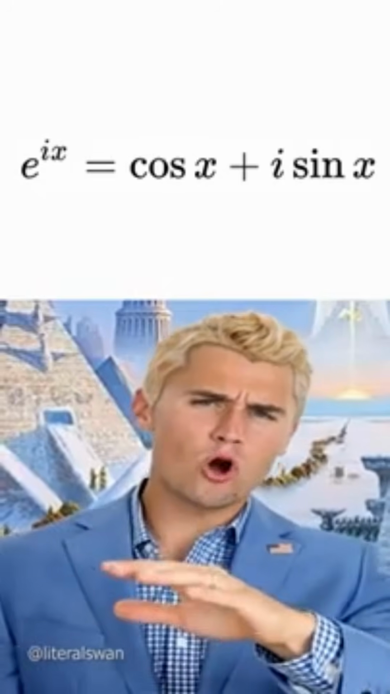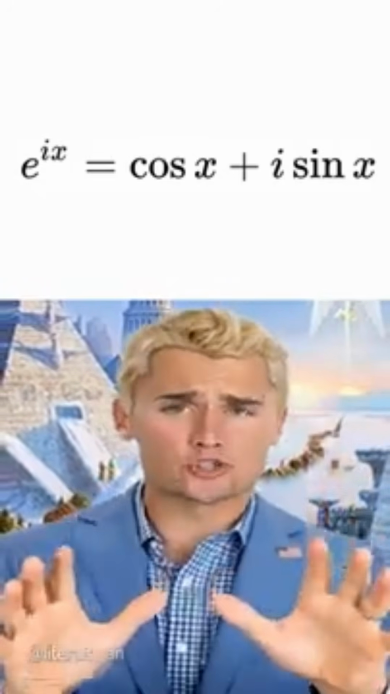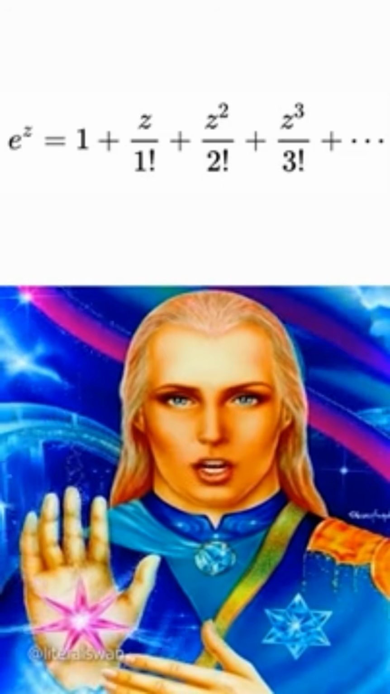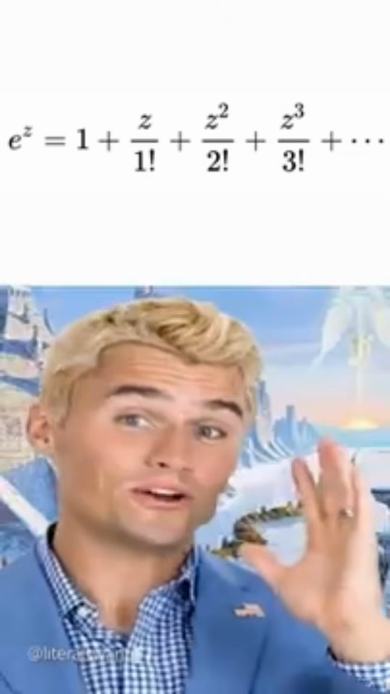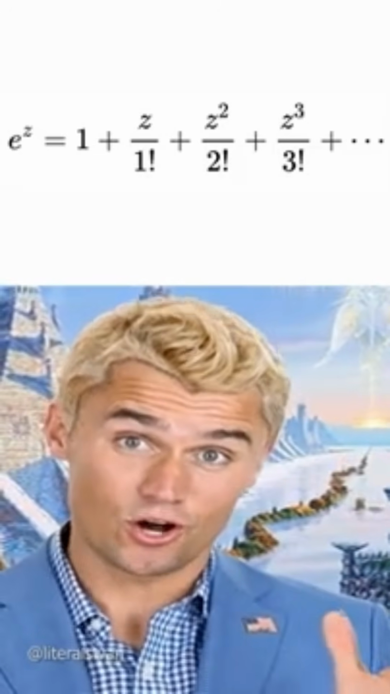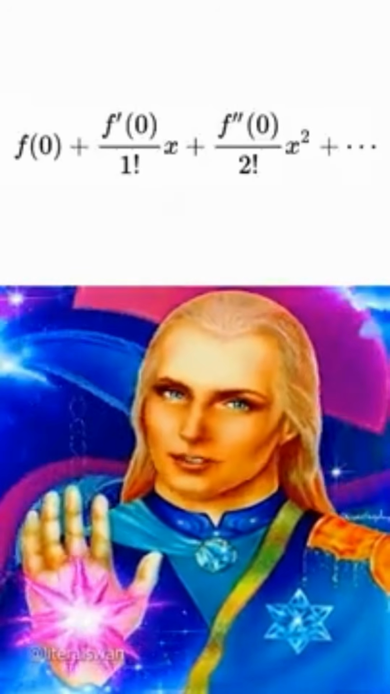Agartha needs you to derive Euler's formula in order to save the Aryan race. Good luck, my son. Bro, how do exponentials work with imaginary numbers? You need to use this power series for e to the z. Where does this even come from, dog? It's just the Taylor series of e to the z.